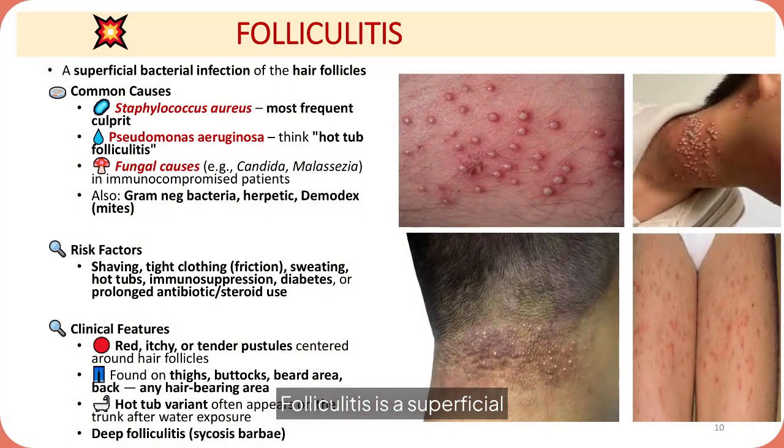Folliculitis is a superficial bacterial infection of hair follicles commonly caused by Staphylococcus aureus. Hot tub variant is linked to Pseudomonas aeruginosa. Viral and mite-related causes of folliculitis include herpes simplex virus, herpetic folliculitis, and Demodex mites, particularly in immunocompromised individuals. Risk factors include shaving and tight clothing. Symptoms are red, itchy pustules around hair follicles. It can occur anywhere on the body, in any hair-bearing area.